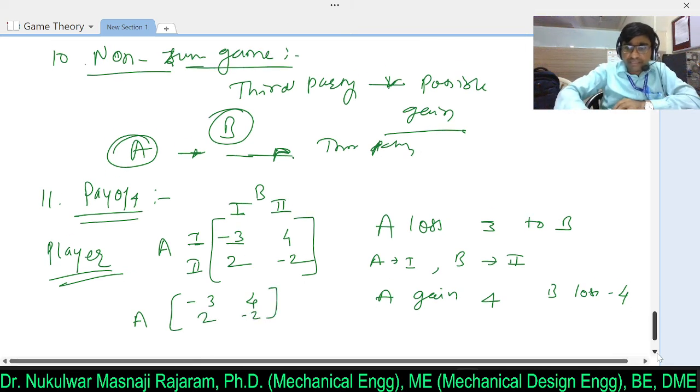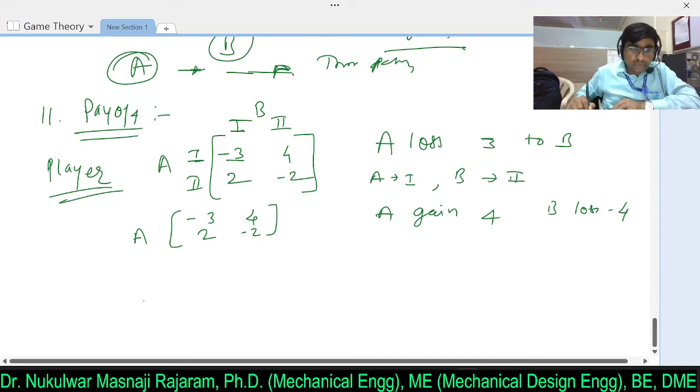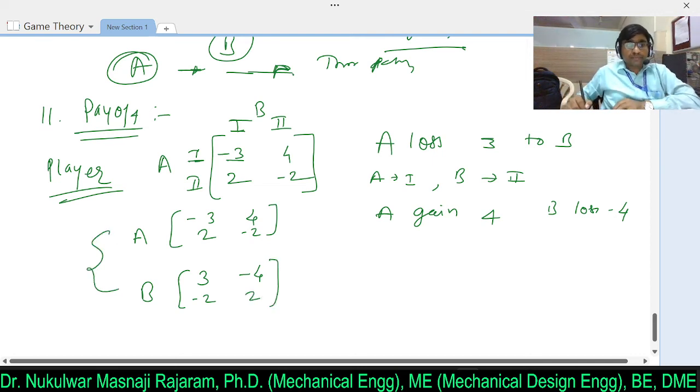However, if I want to write the matrix for B, then how can I write? Here A is losing, but B is gaining. What about here? A is gaining, but B is losing. Here A is gaining, B is losing. Here A is loss, B is gain. Clear? So this is the matrix for A and this is the matrix for B.